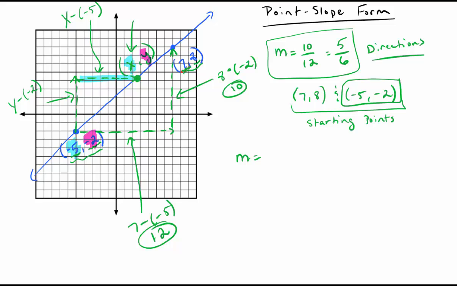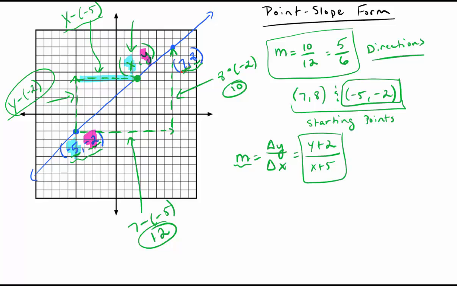Okay, then my slope is just my change in y over my change in x. And I know that my change in y is just y minus -2, or y plus 2. And my change in x is just x minus -5, or x plus 5. So now I know that m, or my slope, is equal to (y plus 2) over (x plus 5). But wait a second, I already calculated my slope. So I can go ahead and just say that I know that m is equal to 5/6.